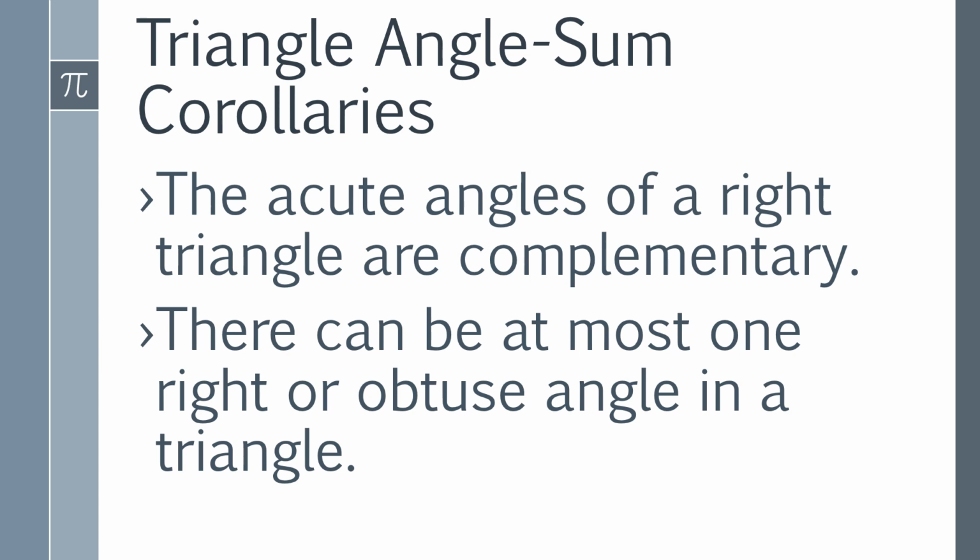There can be at most one right or obtuse angle in a triangle. Since a triangle has three angles, if I have two right angles, that adds up to 180. The third angle is 0, and a third angle of 0 is not existent. So that doesn't work. If I have two obtuse angles in a triangle, both of those are greater than 90, and that means that I have two angles that add up to more than 180, and that does not make a triangle either.